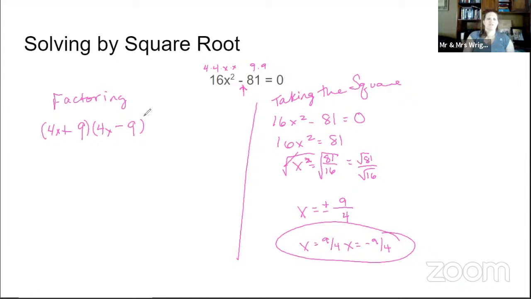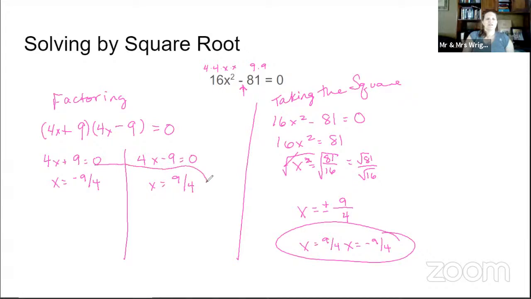I'm going to set each one of these equal to 0 because either one could be equal to 0 and be correct. So 4x plus 9 equals 0. In order to solve, subtract 9 and then divide by 4. So I get negative 9/4. On this one, I'm going to add 9 and then divide by 4. So I'm going to get positive 9/4.